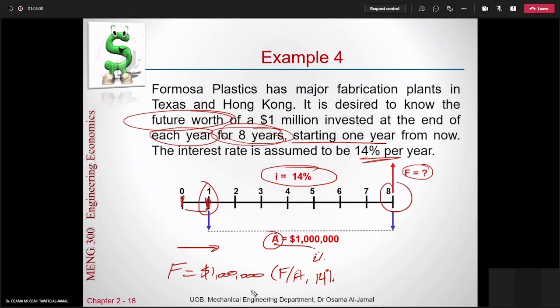Hamad, disappeared. F. What F? You tell me here F equal to 1 million, F given A 14%. Then what? 8 years. 8.